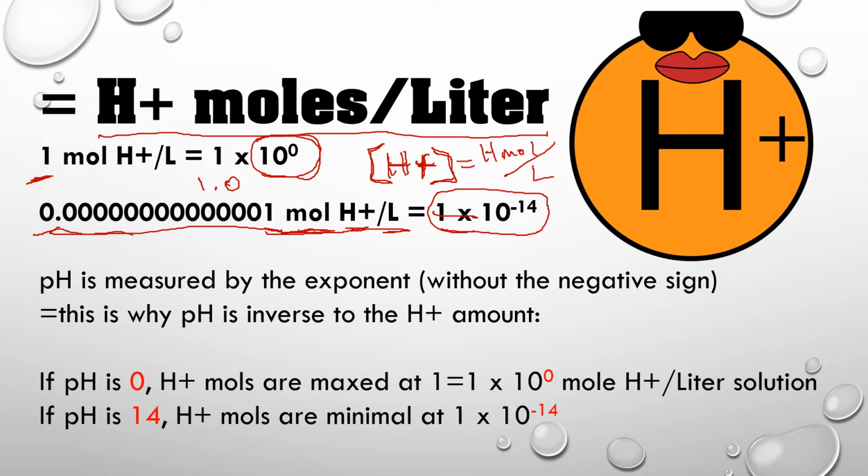So here, in this problem, the 10 to the negative 14 hydrogen moles per liter equals 10 to the negative 14 right here. So this 14 without the negative sign would be the pH. And see, since we ignore the negative sign, this is why the pH is inverse to the hydrogen ion amount.